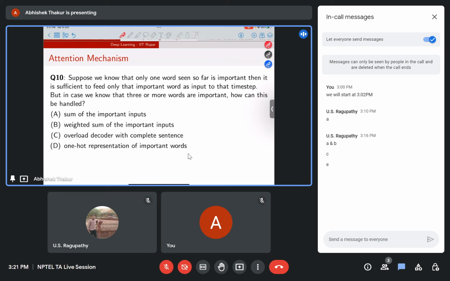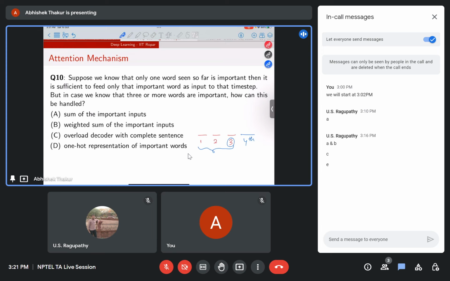But if there are three words, let's suppose these are the first three words, and this is the fourth word. We have to predict the fourth word, and the fourth word depends on the first three words. We cannot predict the fourth word using the third word alone or any single word. So in that case, how can we give the output?